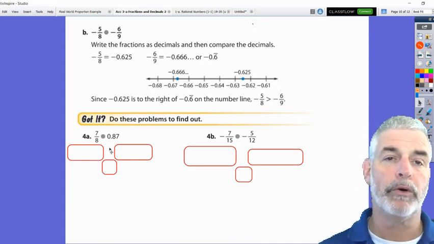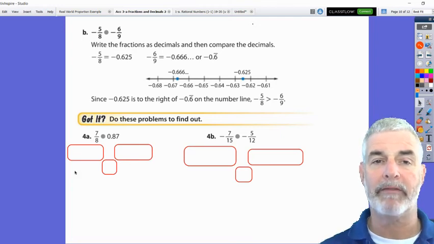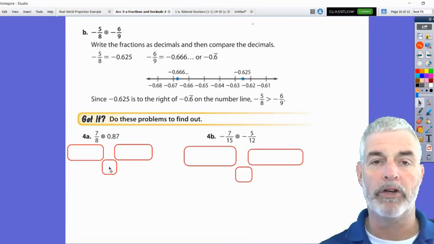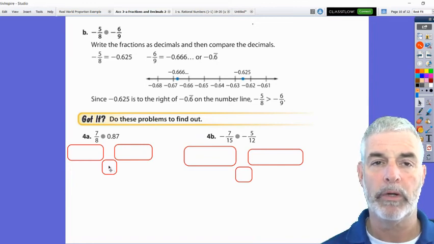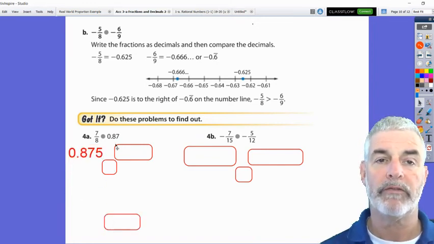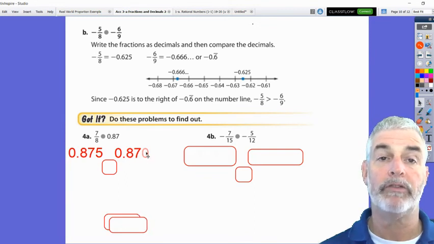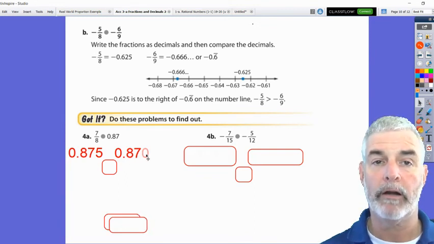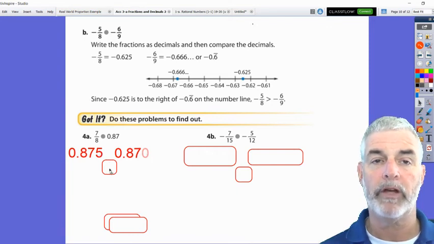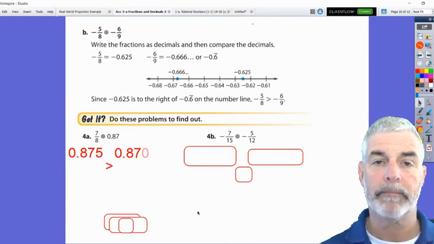All right, two for you. 7/8 or 0.87. What symbol goes under this box? Greater than, less than, or equal to? 7/8 is 0.875, and 0.87 we add a zero on there, 0.870. So in the thousandths place, the 0 is smaller than the 5, so it's a greater than sign.